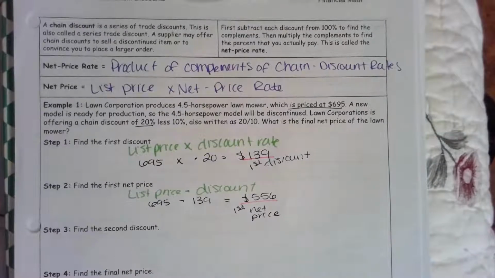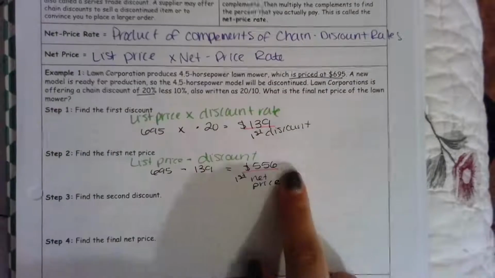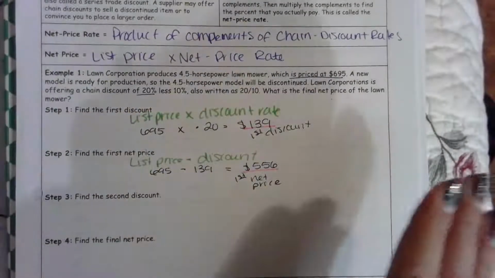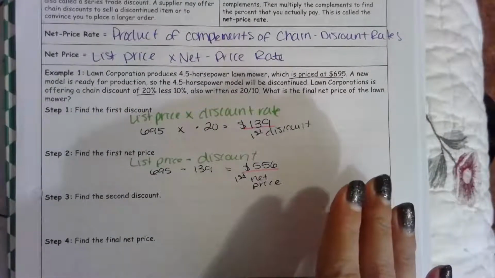And then if you remember that this is a chain of discounts, so we took 20% off, and now we're going to take another 10% off. So this was the original discount, was $556, and then this new model came out and they're like, well, let's get rid of that, so let's put another discount on the discount.